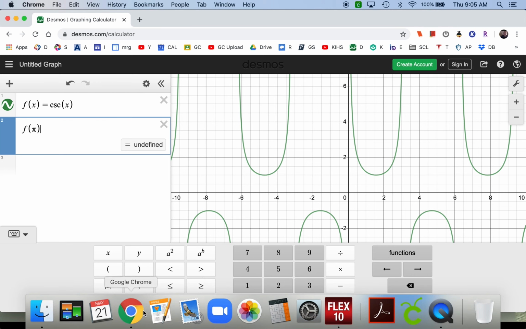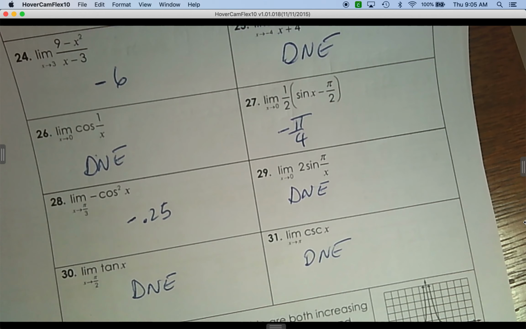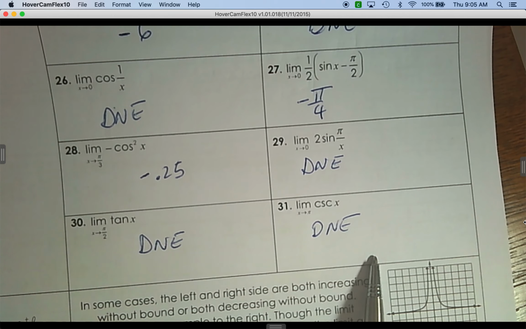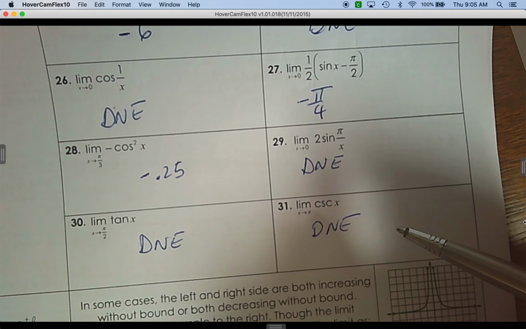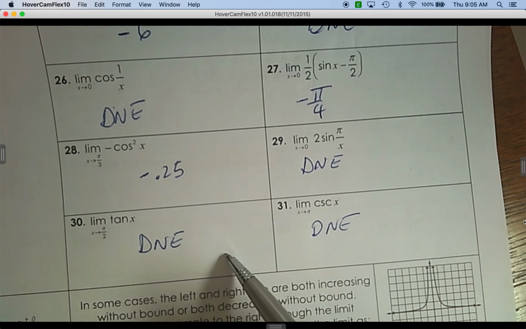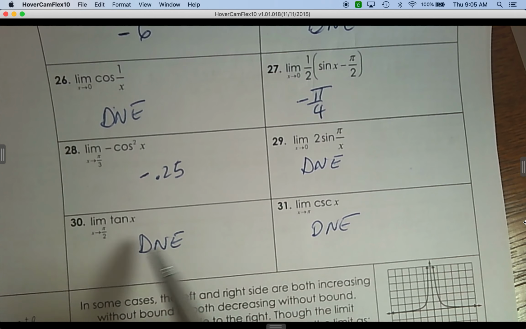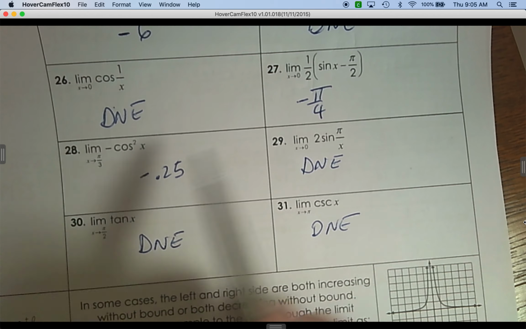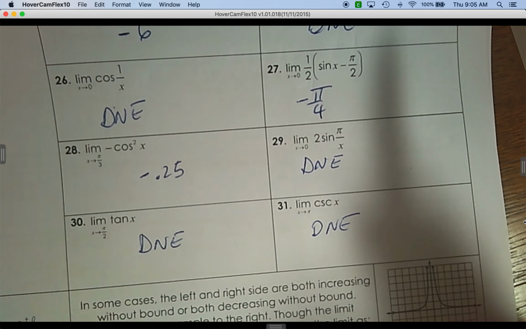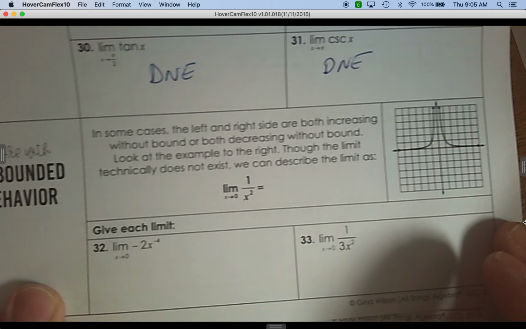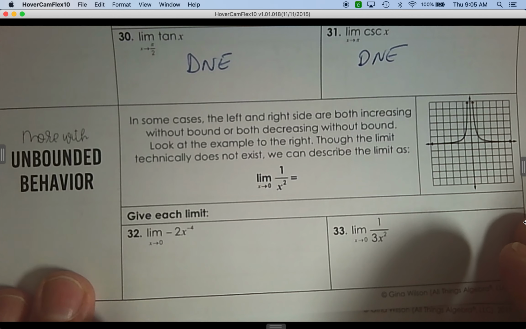So, just to recap what the answers are from 26 to 31. And why does it not exist? It oscillates, asymptote and an asymptote at those x values that it's approaching. And then for these, you can actually find the y coordinate by substituting in the x coordinate, and you have your answer.